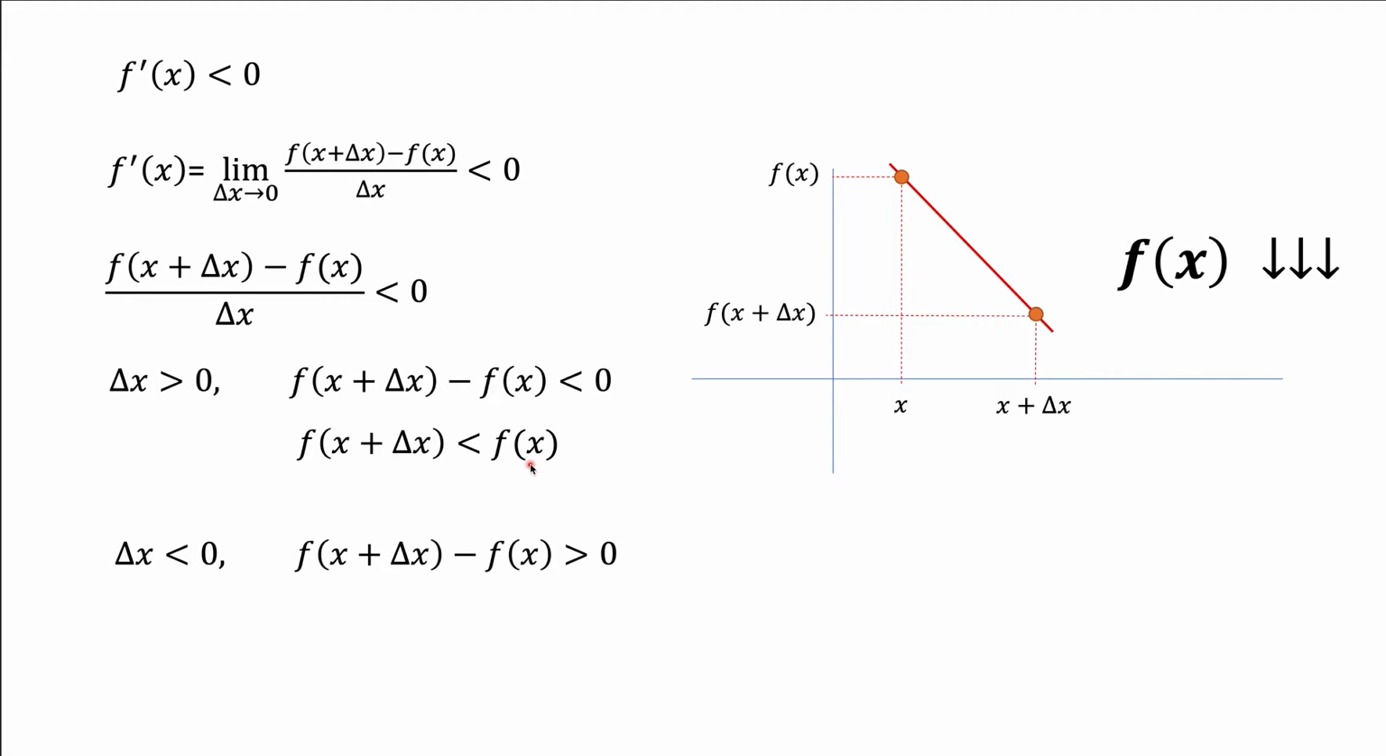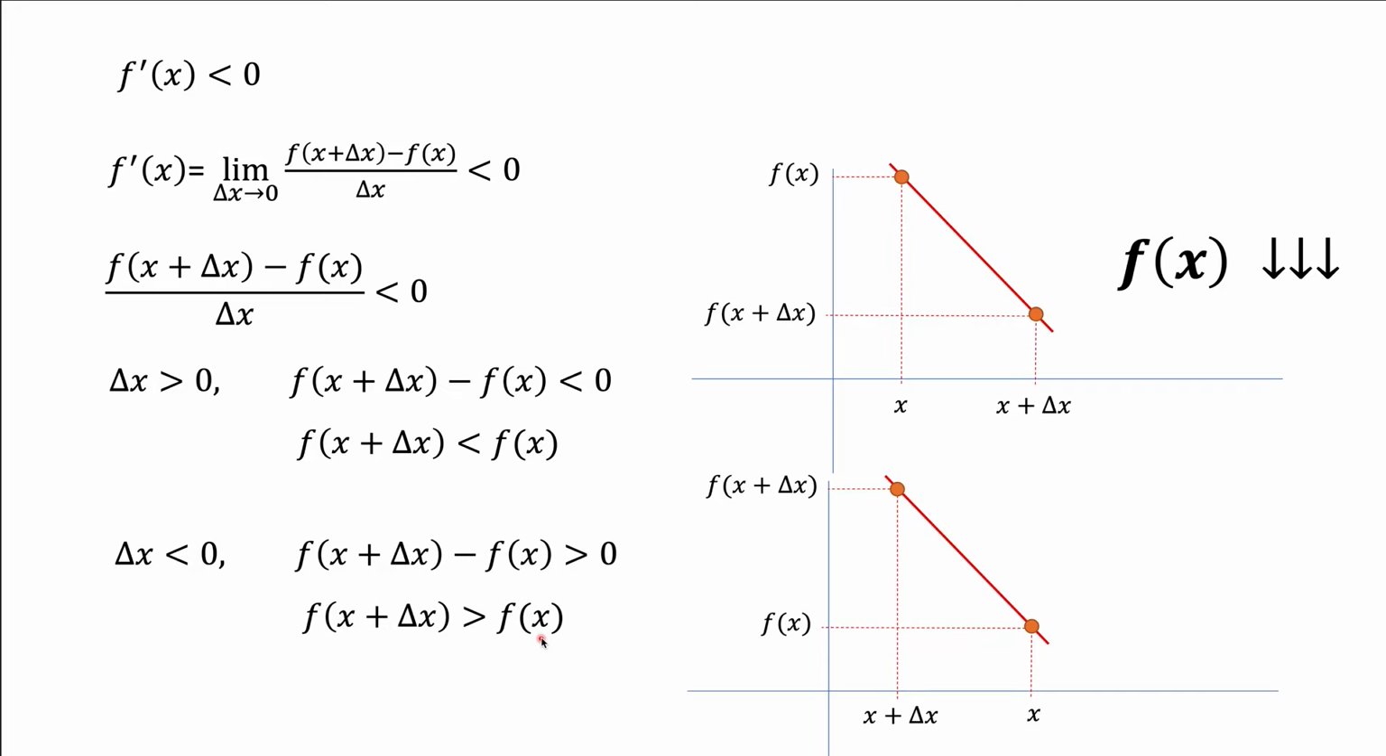Well, let's consider the case when delta x is negative. In this case, f of x plus delta x should be greater than f of x. And the picture actually looks very similar. So no matter what delta x is, whether it's positive or negative, the function has to decrease if the derivative is negative. Okay? So now what we know, if the derivative is positive, the function goes up. If the derivative is negative, the function goes down.